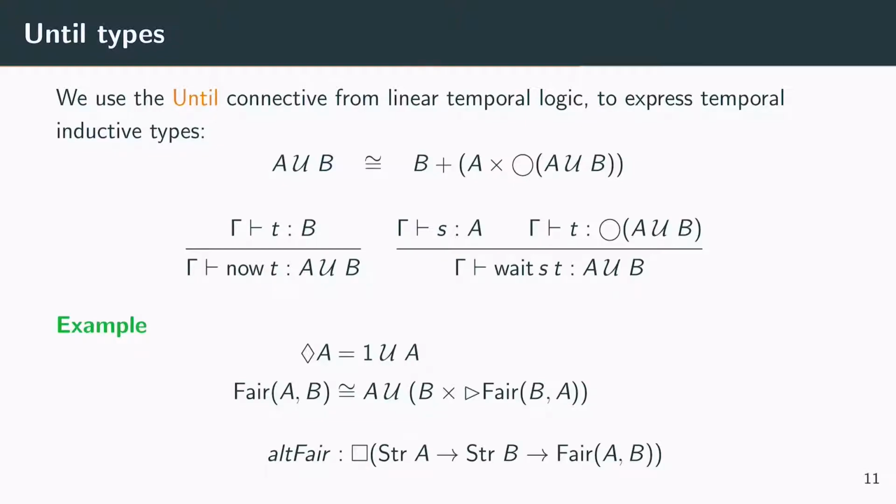And for example, we can implement a function like this that takes two streams, a stream of A's and a stream of B's, and then interleaves them in some fair fashion, right? This example and other examples are also found in the paper if you're interested.